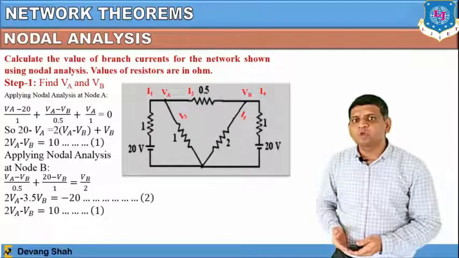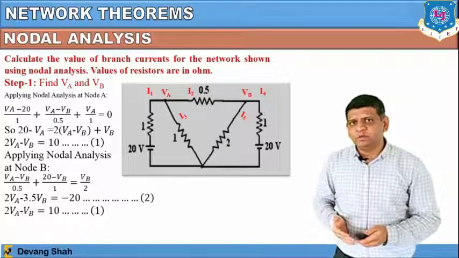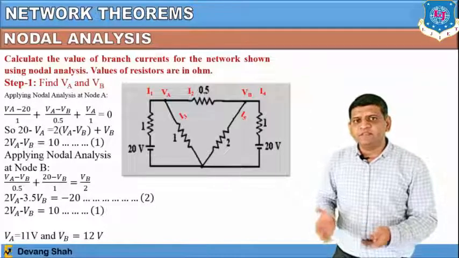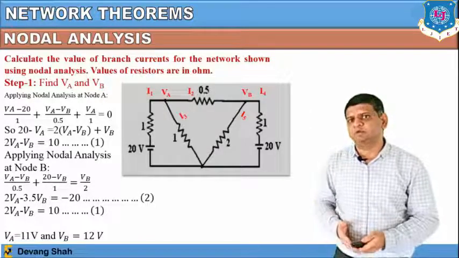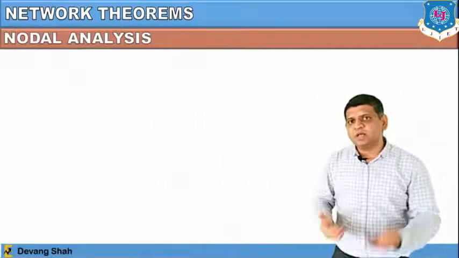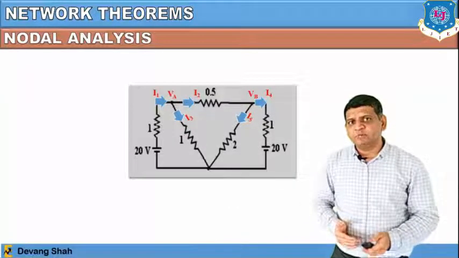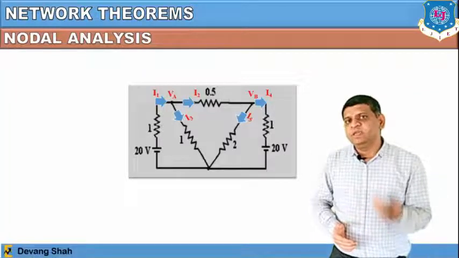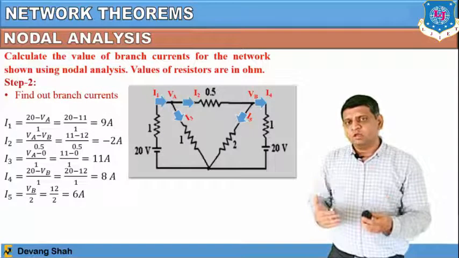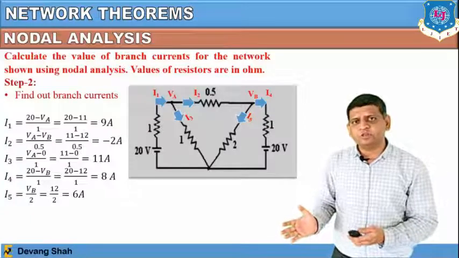Another equation is 2 VA minus 3.5 VB is equal to minus 20. Once you apply the elimination method, you can find VA is equal to 11 volt and VB is equal to 12 volt, right? Now the next important part is that you have to find the branch currents from this particular circuit. So you will find the I1 current, which is passing from the 20 volt source up to VA. Why? Because VA is 11 volt and VB is equal to 12 volt, right? So current always follows the path from higher potential to lower potential, right?